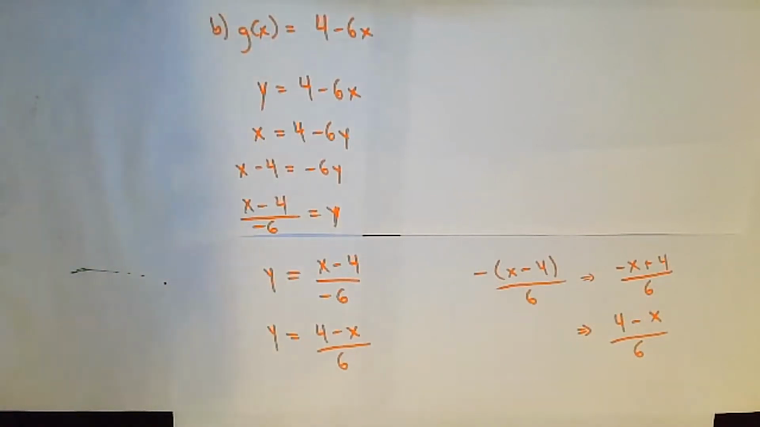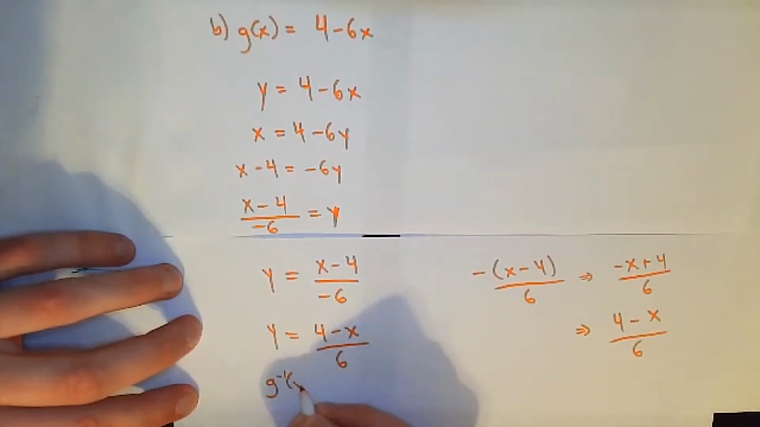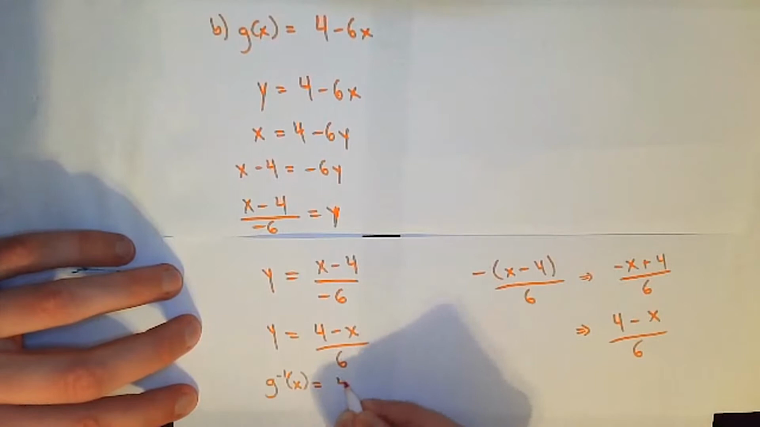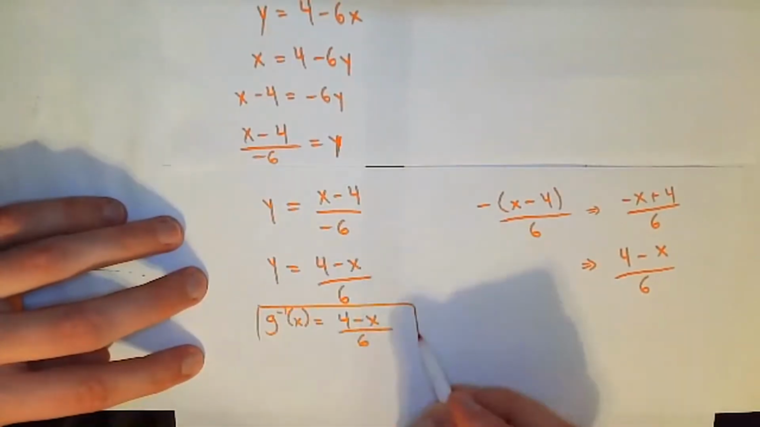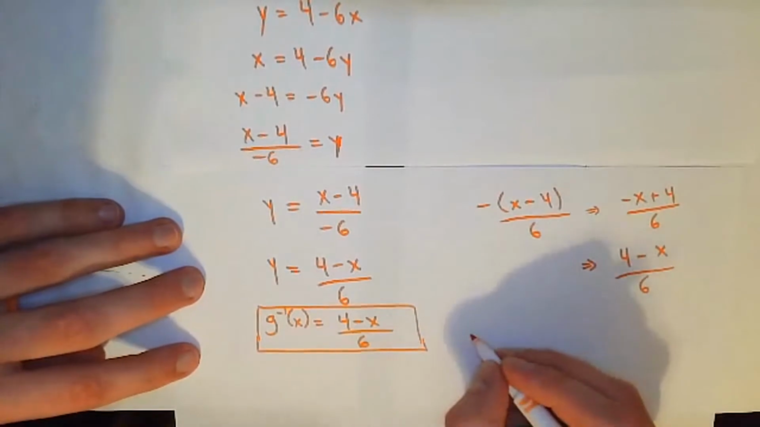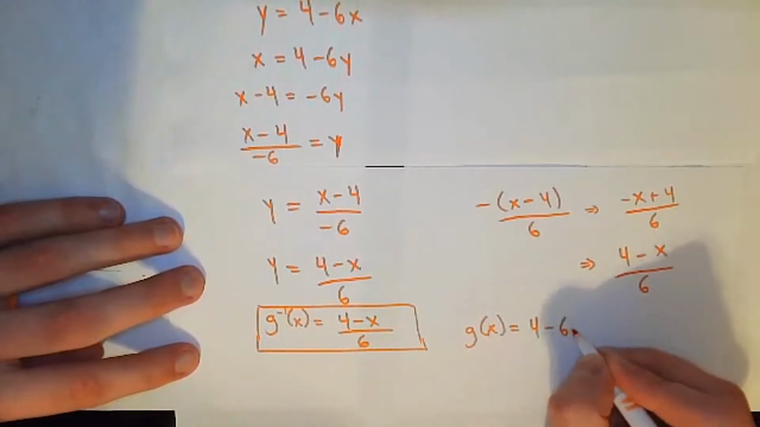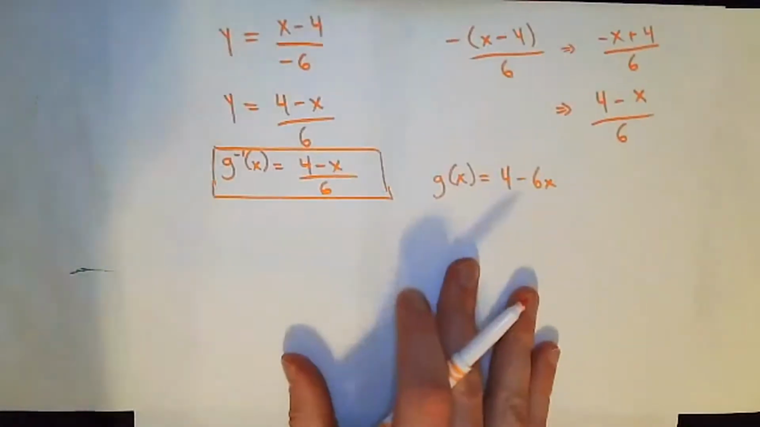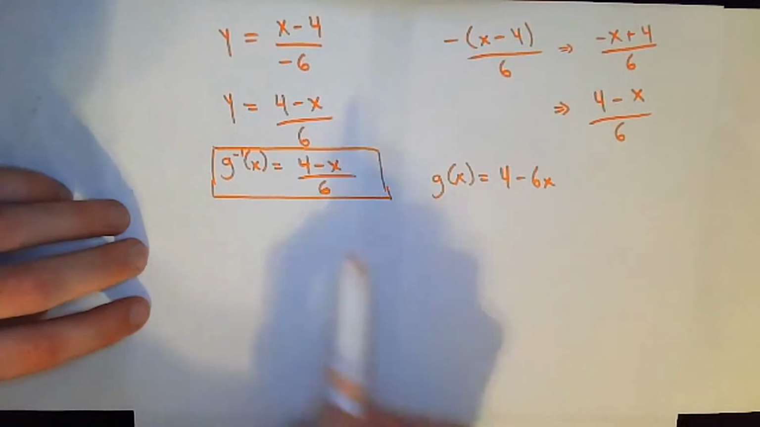Now the last step is to write this as an inverse function. g inverse of x is equal to 4 minus x all over 6. Let me contrast that with the original function g of x. So g inverse of x is equal to 4 minus x all over 6.